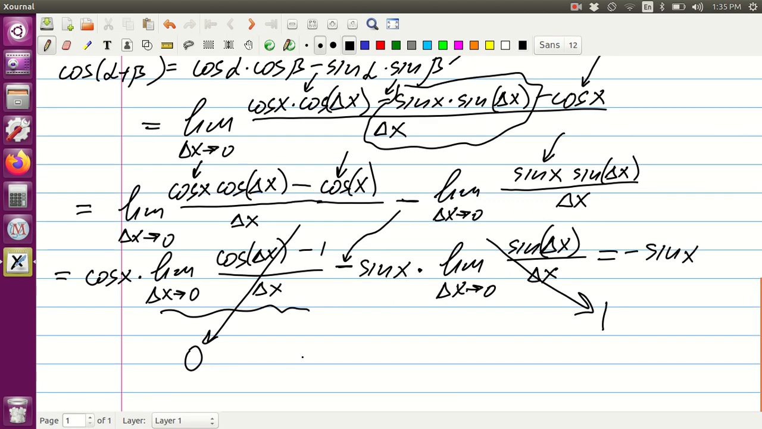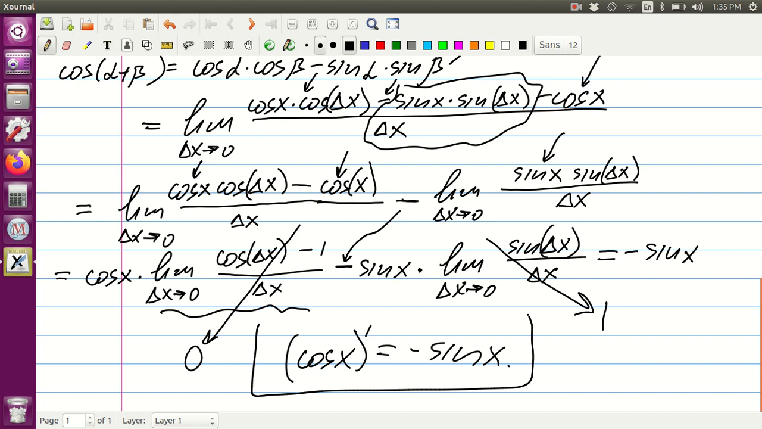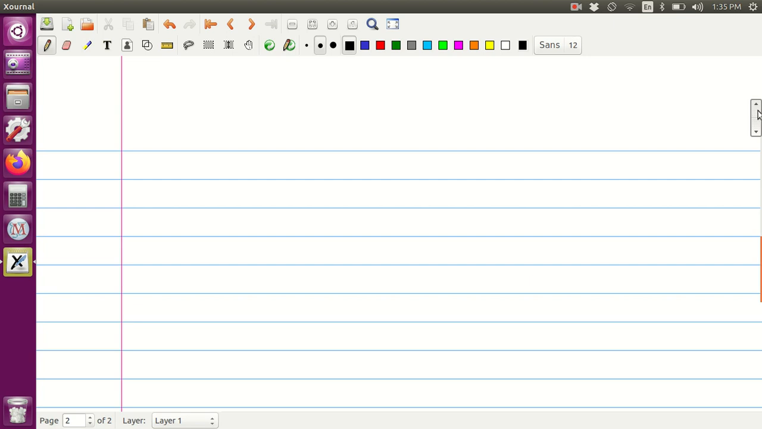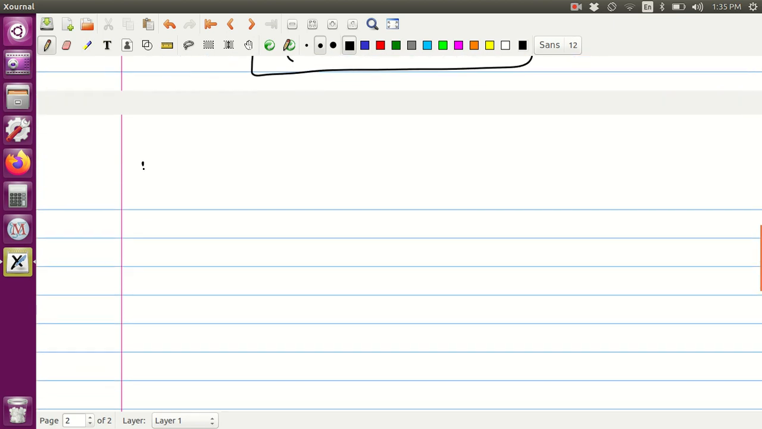So, conclusion, the derivative of cosine is negative sine. That's one of the famous derivatives that we're going to use. So while we're doing the derivatives of trig functions, let's do the derivative of tangent. So we would like to find the derivative of tangent of x.